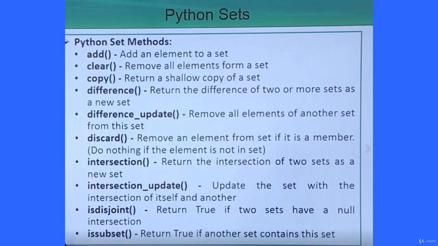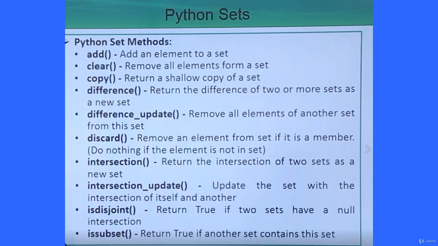Here we have the Python set methods. Add will add an element to a set. Clear removes all elements from a set. Copy returns a shallow copy of a set. Next is difference, which returns the difference of two or more sets as a new set. Then difference update. Discard removes an element from the set if it is a member, and does nothing if the element is not a member of the set.